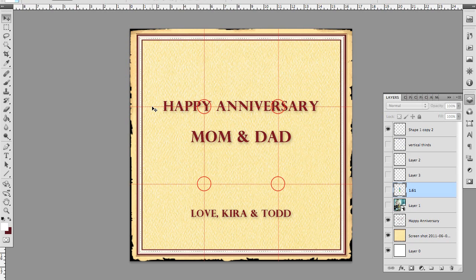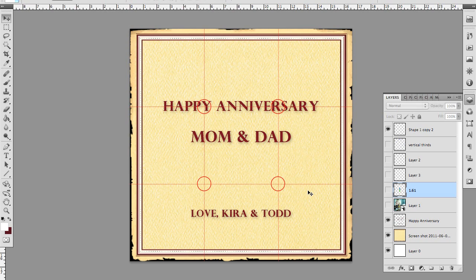Notice how the Happy Anniversary fits almost exactly. The height of these letters fits on that line, on that upper divider between the top and the middle third. Now, Mom and Dad is somewhere in this limbo area, right? It's not exactly in the middle of this distance. Same with Love, Kira, and Todd. It's not in this middle distance either.